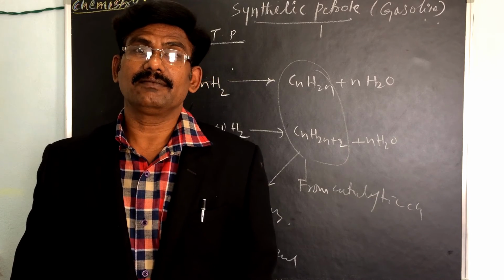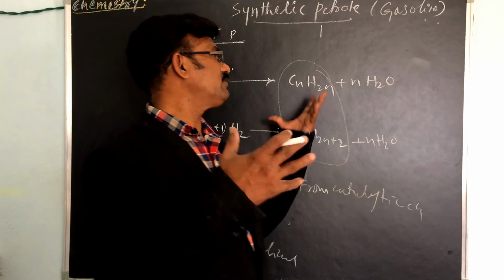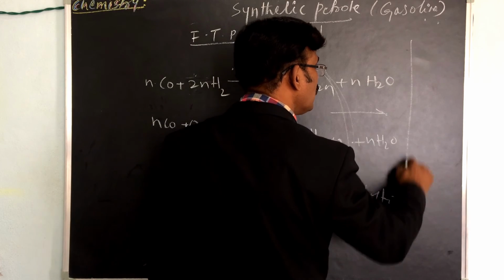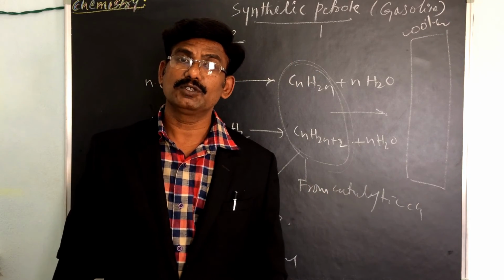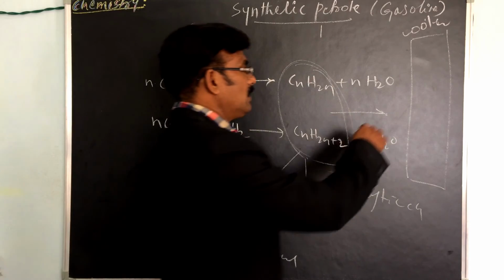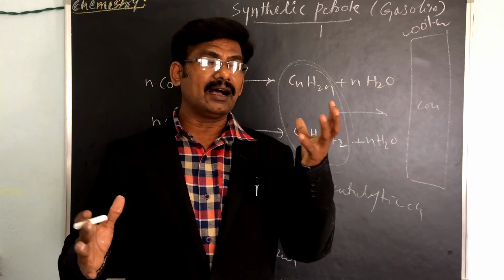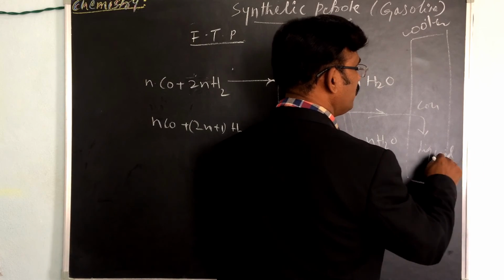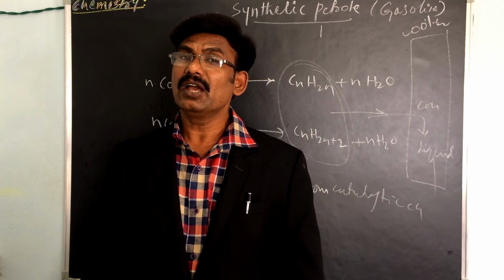This reaction is exothermic, especially exothermic. Exothermic means a lot of temperature is released. Immediately we have to send this gas into the coolers because the temperature is high. The outcoming gas mixture is very hot, so we have to cool it. In the cooling chamber these hydrocarbon gases get liquefied. This liquefied gas is called what? Crude oil. We can say crude oil.